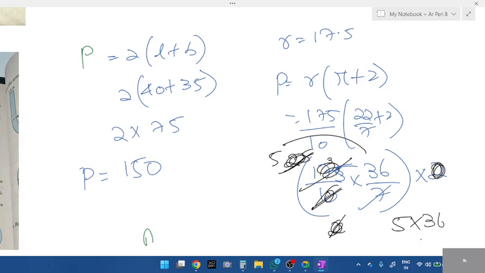Okay, after this I'll give a break, then I'll start the test paper. After the test paper, we'll see square, rectangle, all that. We'll solve one or two questions in that.